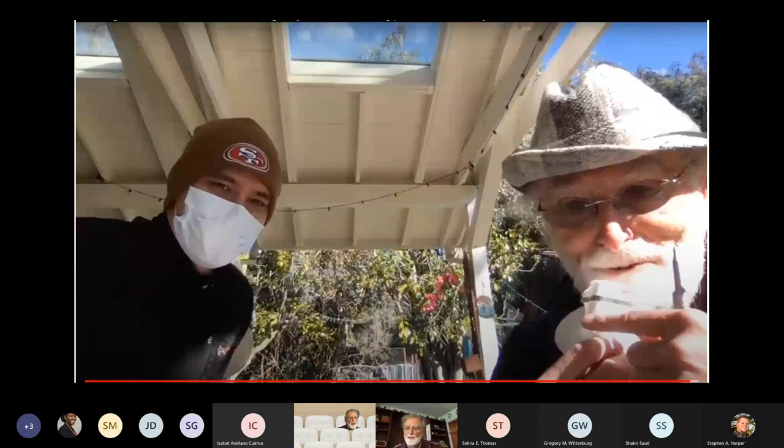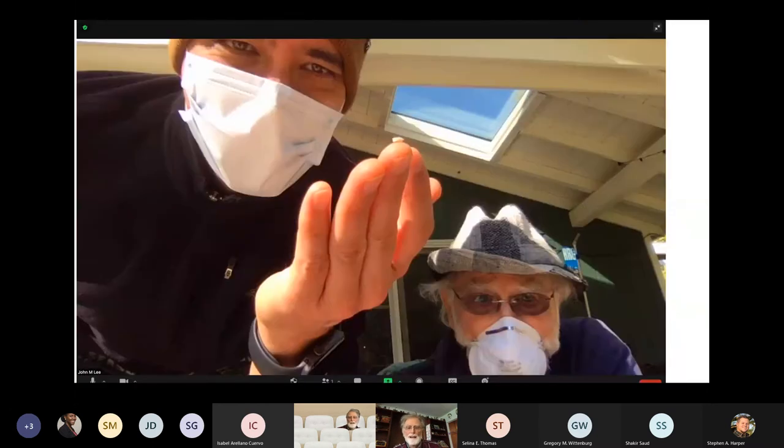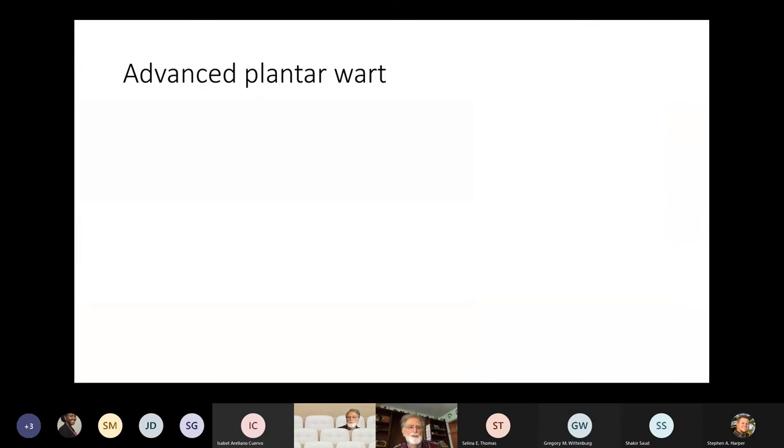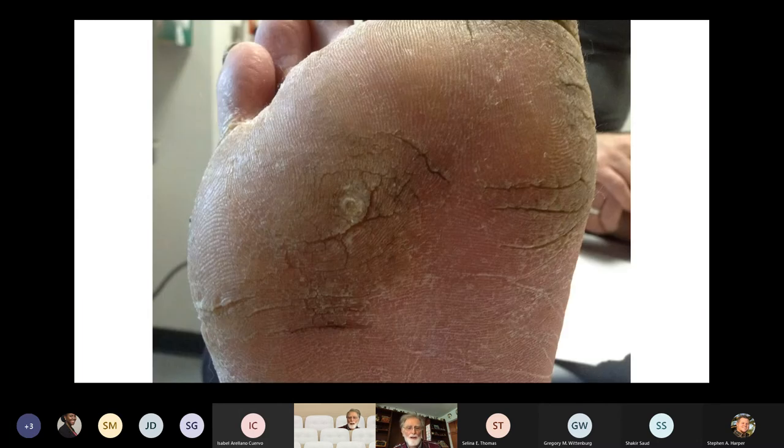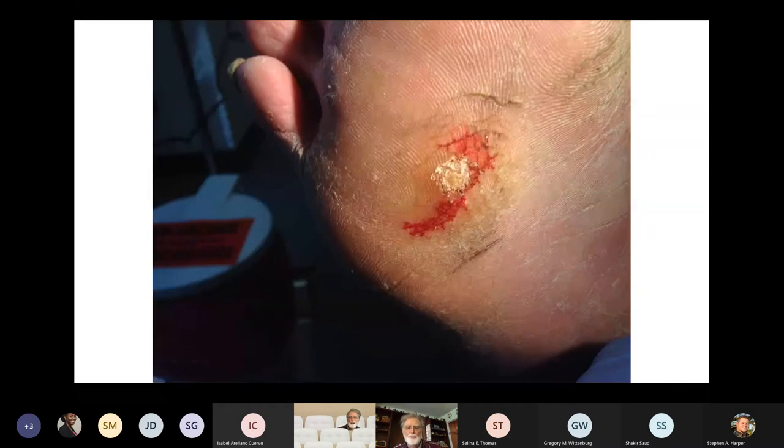To prove that it was actually me, I removed the mask. And here he is, the proud possessor, and he's very happy. I just want to show you and distinguish that from a plantar wart. So a plantar wart, the skin lines typically will go through. There's not a huge callus around that. It's not in the middle of a callus. It's very painful. And when you shave the first few layers, you can see bleeding points.